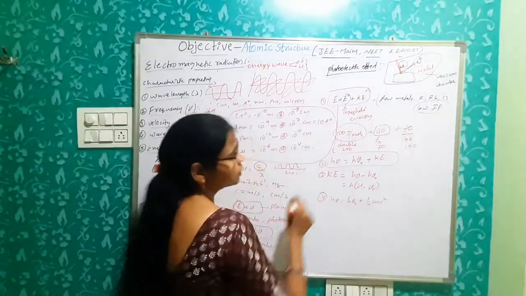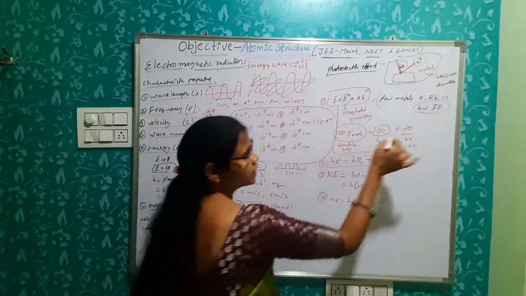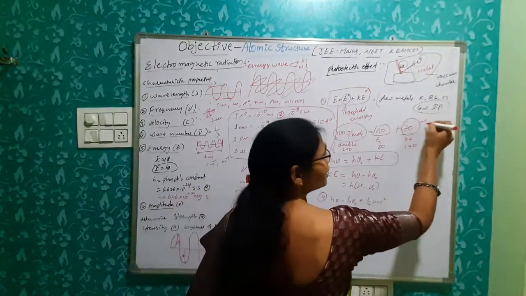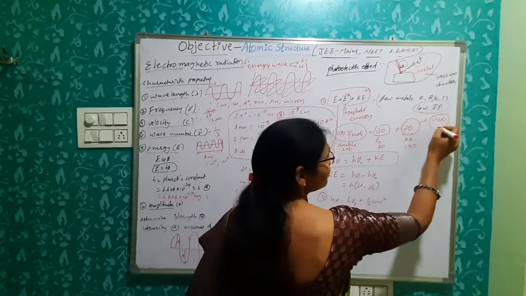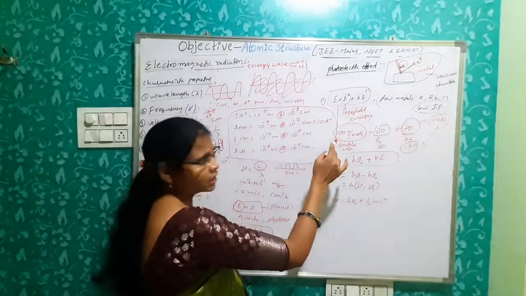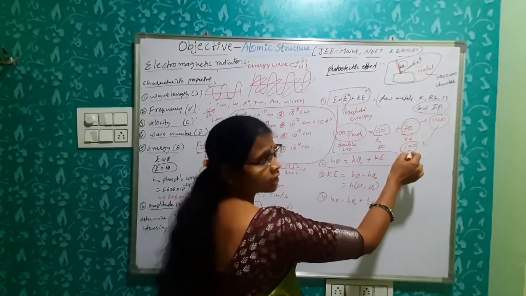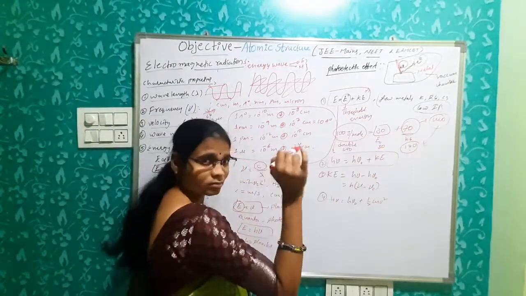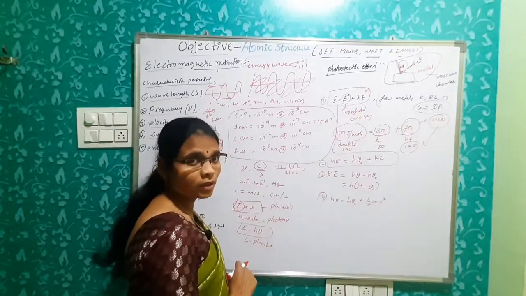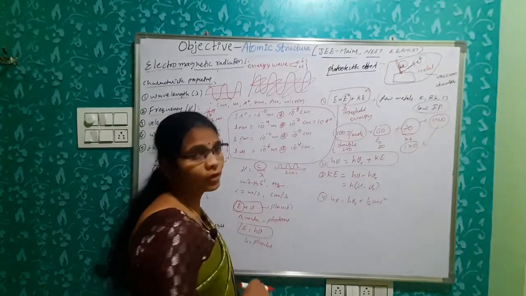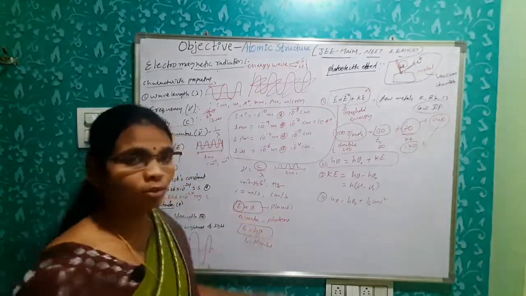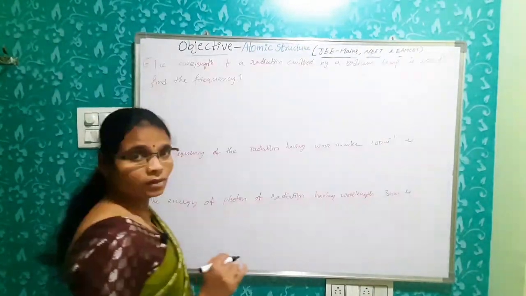170. If incident light is doubled, kinetic energy is more than doubled. So 70 doubled is only 140, but 170 is more than doubled. If incident light is doubled, kinetic energy is more than doubled because threshold energy remains constant for a given metal. Okay, so this is the photoelectric effect. Let's do some objective questions on this topic. Let's go.